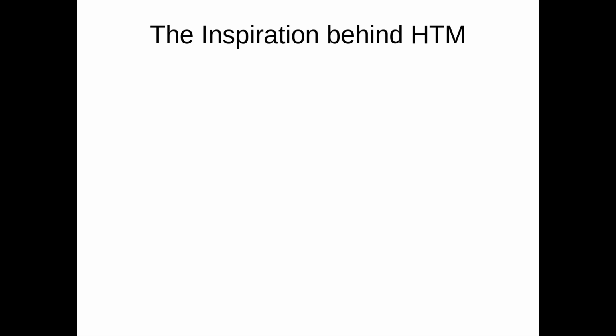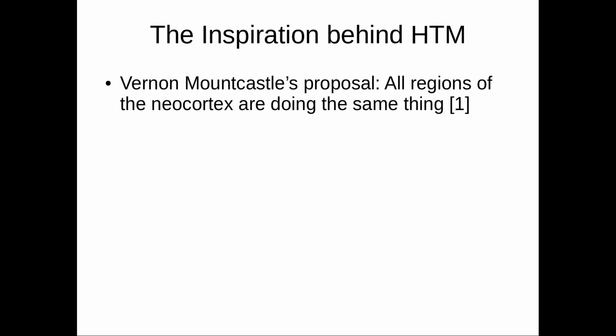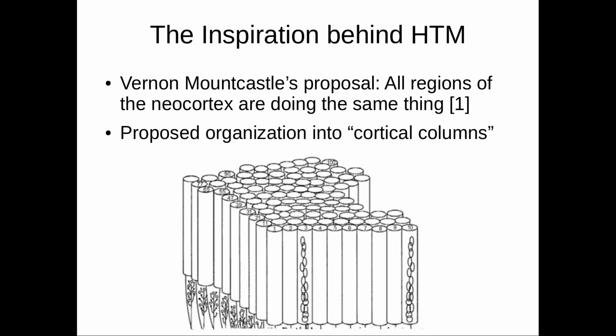So, Mountcastle made an audacious proposal. He proposed that all regions of the neocortex are doing the same thing. In particular, he suggested that there is an organization into cortical columns. So you can imagine that this sheet is composed of these columns stacked next to each other, each of them having an internal circuitry that's almost identical. Now think about this. If this is true, he's saying that there is one single algorithm, repeated over and over in the neocortex that is processing all of your senses, producing all of your speech, all of your thoughts, and storing all of your memories.